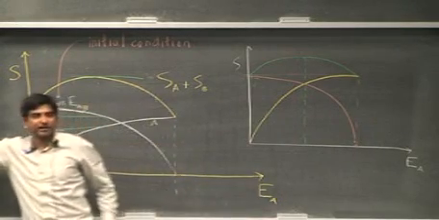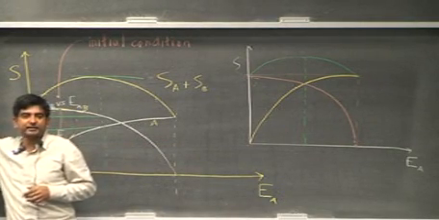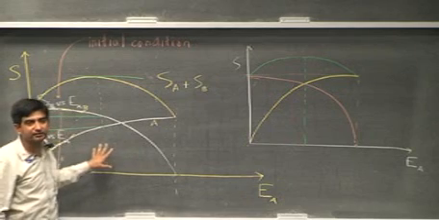I mean, forget about this graph now, because you're having problems understanding this graph. Is this graph clear?